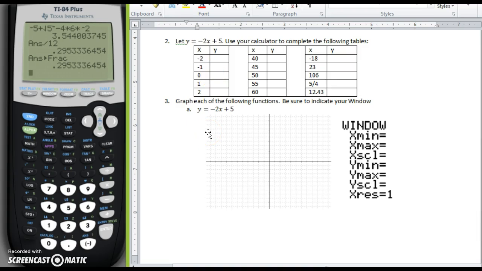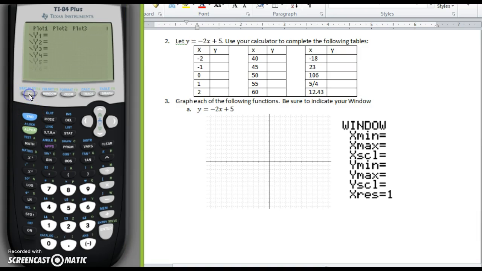So you can just plug the numbers in one at a time for x and work out your answer, but there's a lot faster way to do it. And it's using the table feature. So we start by pressing y equals right here. And if there's anything already in there, just clear it out and type in your new function, negative 2x plus 5. Make sure to use this for your negative sign, not the subtraction symbol.